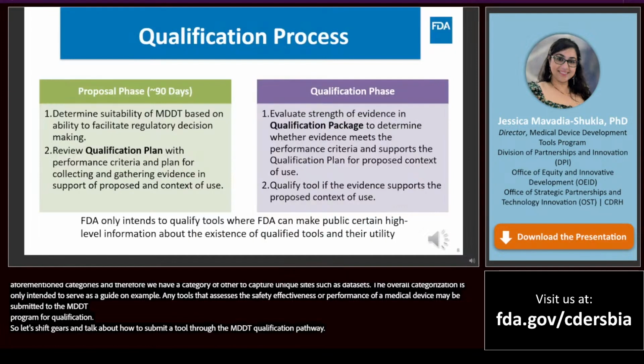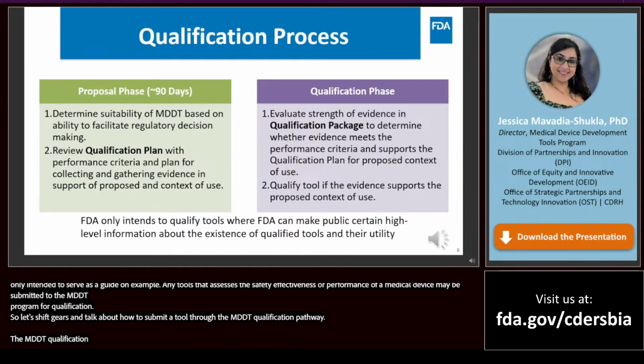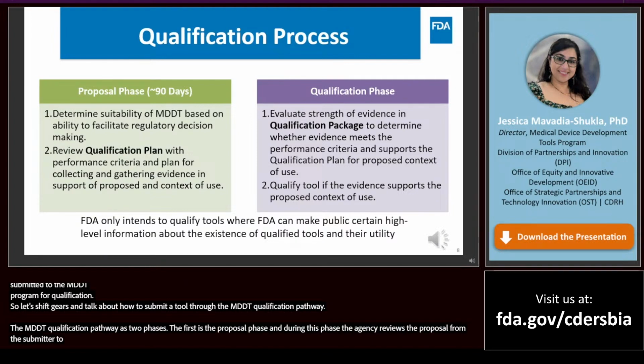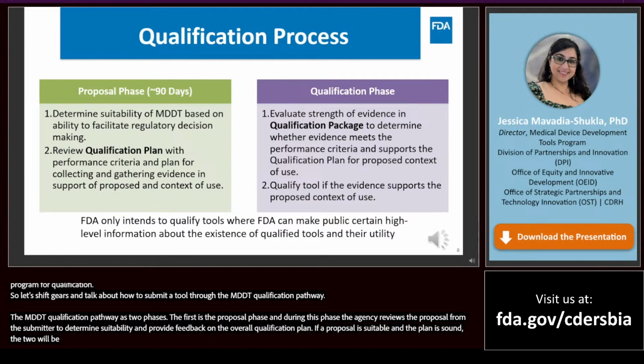The MDDT qualification pathway has two phases. The first is the proposal phase, and during this phase, the agency reviews the proposal from the submitter to determine suitability and provide feedback on the overall qualification plan. If a proposal is suitable and the qualification plan is sound, the tool will be accepted into the MDDT program.